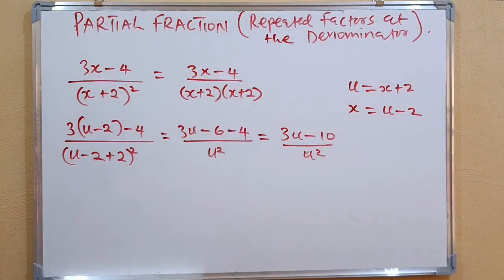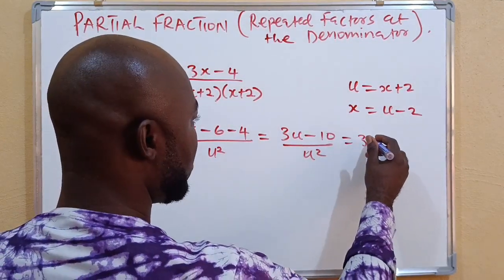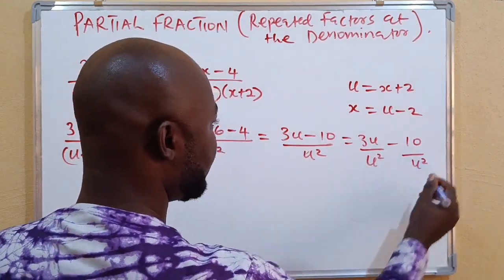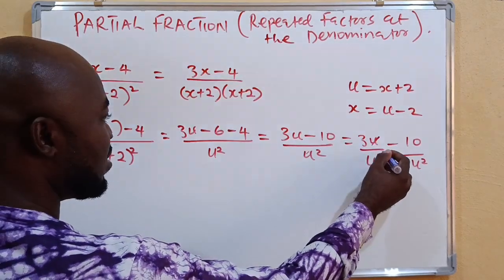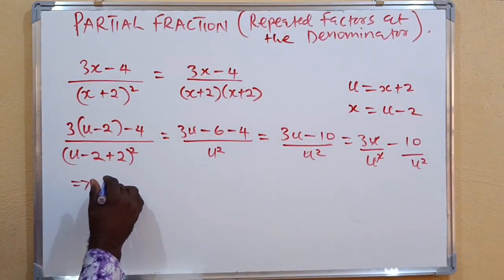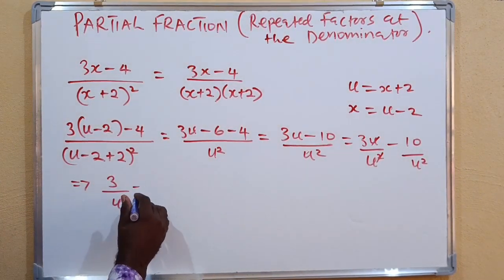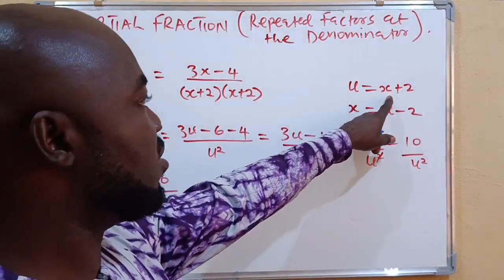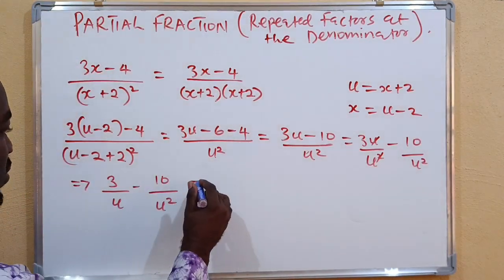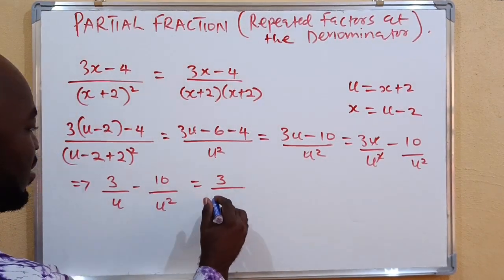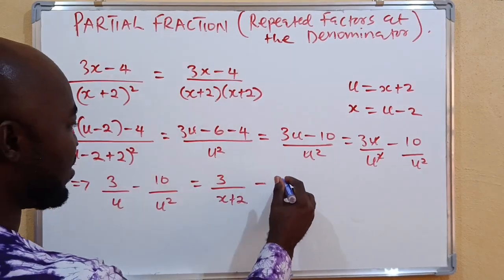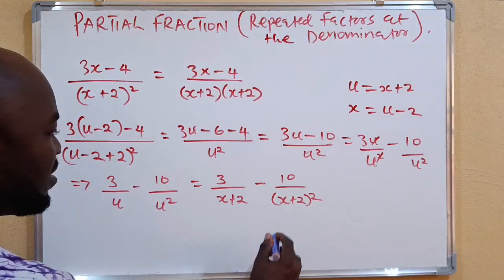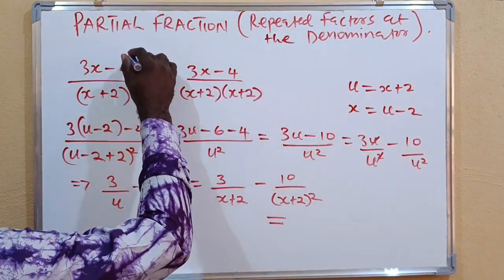So I can break the fractions down as follows. I'm going to have 3u over u squared minus 10 over u squared. So my u will take down this u. So I'm going to have 3 over u minus 10 over u squared. So what is my u? My u is x plus 2. So this will be 3 over x plus 2 minus 10 over (x plus 2) squared. So this is the partial fraction of this.